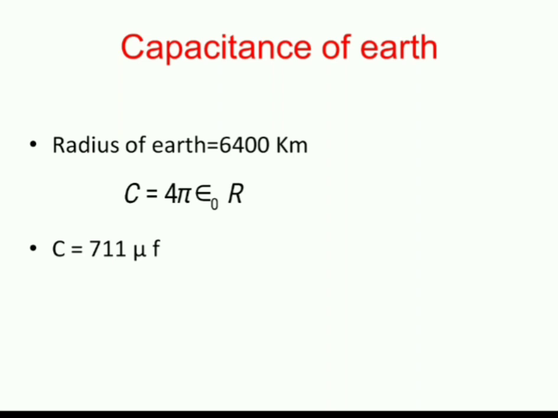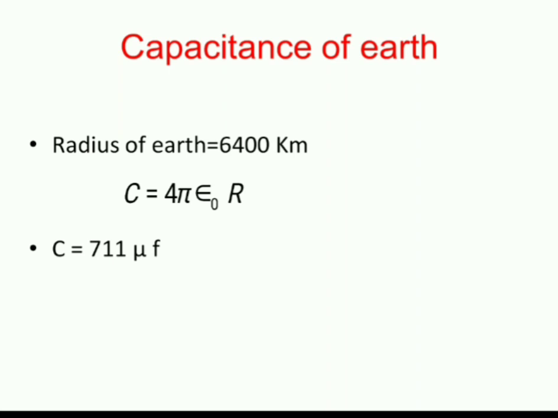Now then, what is the capacitance of Earth? If you consider Earth to be a sphere, we know its radius is 6,400 km. So using the previous formula, you can find out its capacity. C is 4 pi epsilon naught R. And we know 1 by 4 pi epsilon naught is 9 into 10 power 9. So if you replace 4 pi epsilon naught with 1 by 9 into 10 power 9, you will get the value of C as 711 microfarad.